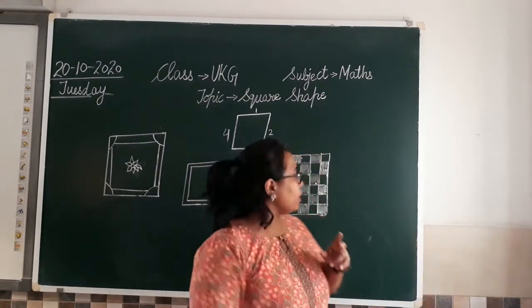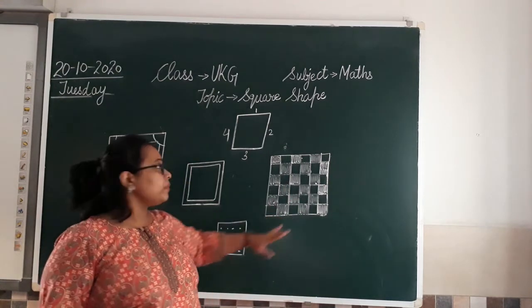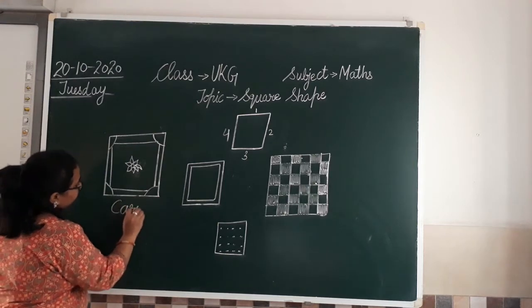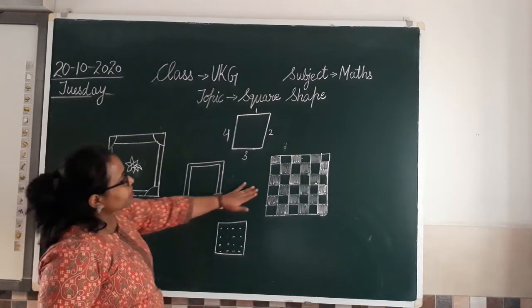Clear? Now one more game if I talk, this is called chess. Which game is this? Chess. So I'll first write carom board. Okay, this is carom. Now this is chess.